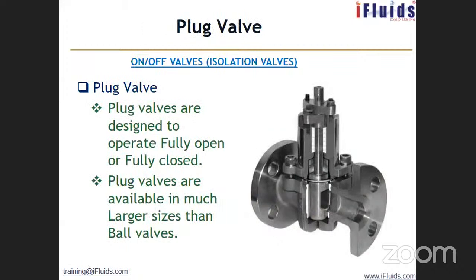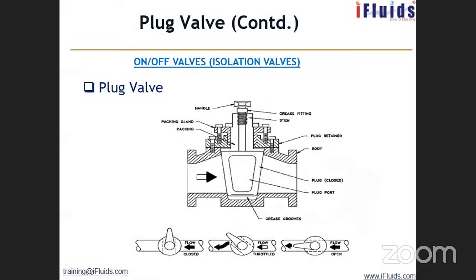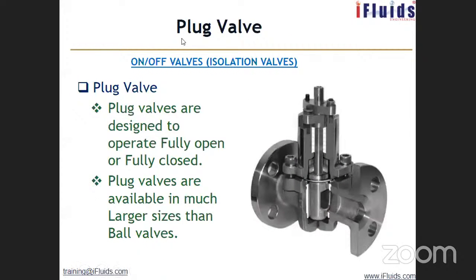Plug valve is something similar to your ball valve. The shape of the trim is different. You can see the trim looks like this. Instead of a ball, it is in the form of a plug with the opening here. Again, matching the opening with the pipe ID, the flow is allowed. When you turn it 90 degrees, it will close the valve. These are also fully open or fully closed. And plug valves are available in much larger size than ball valves. When you need the same function but in a bigger size, you need this kind of plug valves.